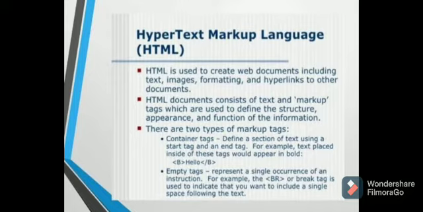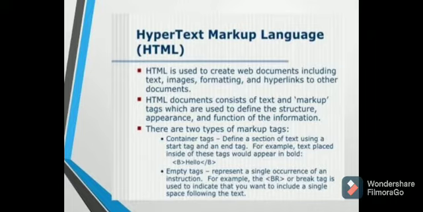So let's know more about HTML. HTML is used to create web documents including text, images, formatting, and hyperlinks to other documents. An HTML document consists of text, that is what we want to see on the web page, and markup tags, which are used to define the structure, appearance, and function of the information. Tags are something new which you are going to see on a web page. When you design, you will use the tags, and along with tags we are going to put the text which you want to see on the web page.